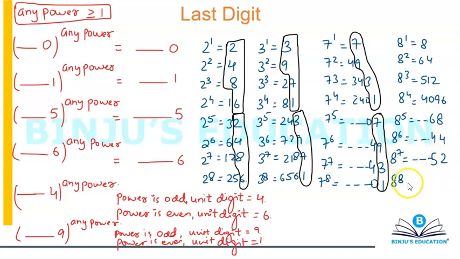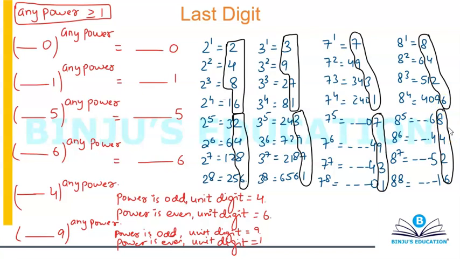And again 8 to the power 8. 8 into 2 is 16. So we're going to have 6. 1 is carried over. 8 5s are 40. 40 and 1 is 41. So that's 1. So again, if we see that, we'll realize that 8 has a cyclicity of 4. 8, 4, 2, 6. 8, 4, 2, 6.